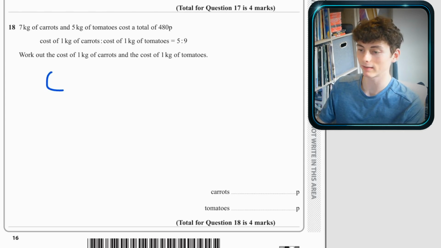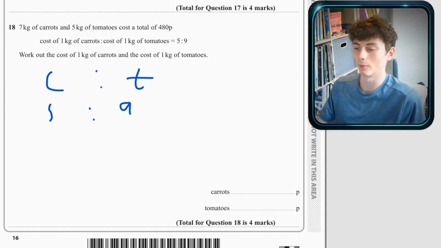Carrots will be represented by C and tomatoes will be represented by T. So 1 kg of carrots to 1 kg of tomatoes is 5 to 9. Oh, this is another difficult one as well.